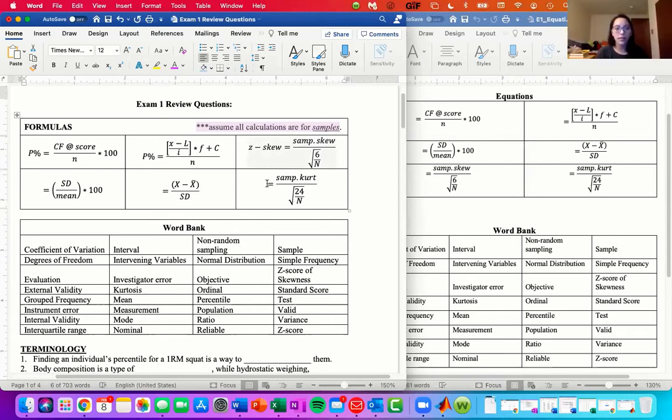Okay, and then similarly, this would be z-curt, or z-score of kurtosis, right? And kurtosis allows us to assess the quantity of extreme scores. If we have positive kurtosis, that means that there are a lot of outliers, right? It kind of creates those low tails with a high peak in the middle. So that would indicate we have a lot of outliers if we have positive kurtosis.